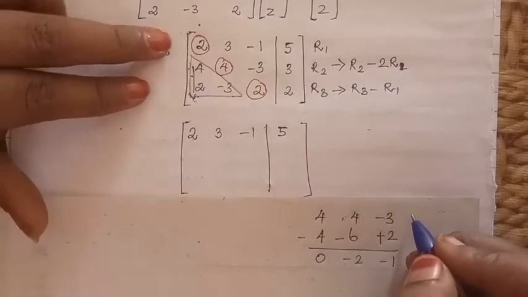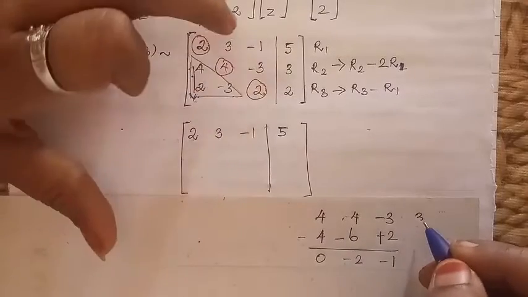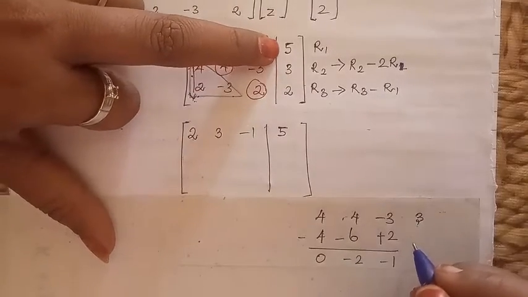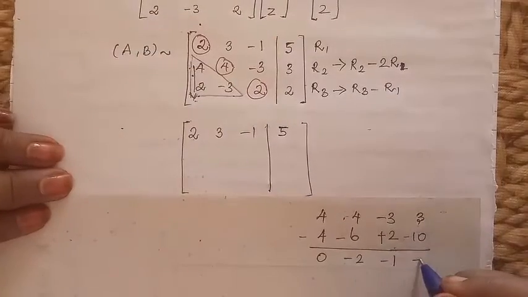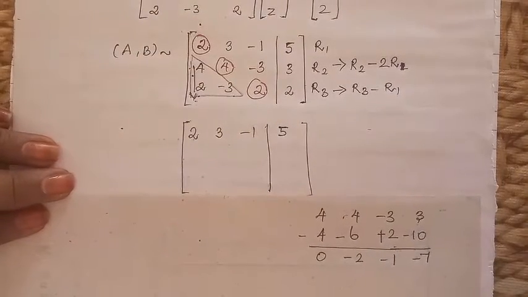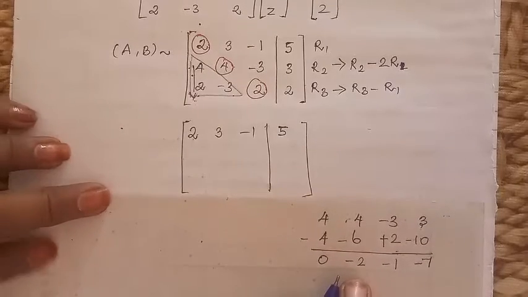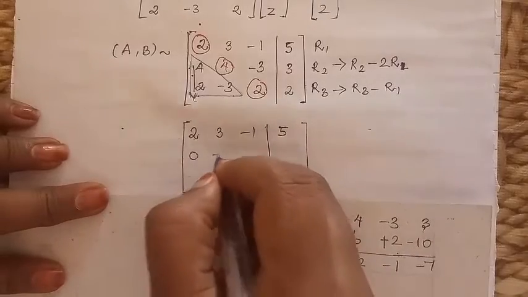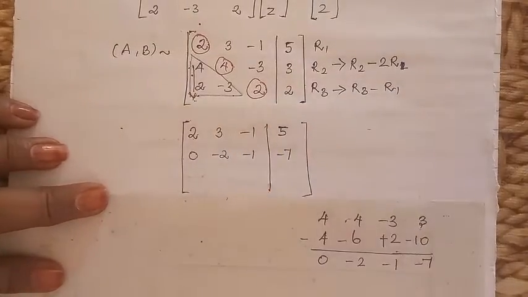I forgot to write the constant. This one is 3, and you have to multiply with 2, it is 10. It is minus 7. Now this is the new value for row 2. So let me write it in the matrix: 0, minus 2, minus 1 and minus 7.